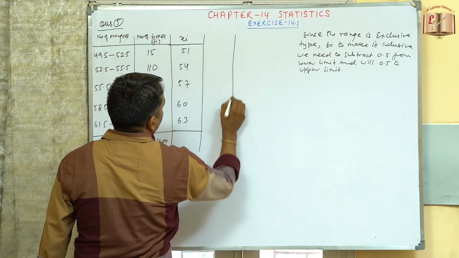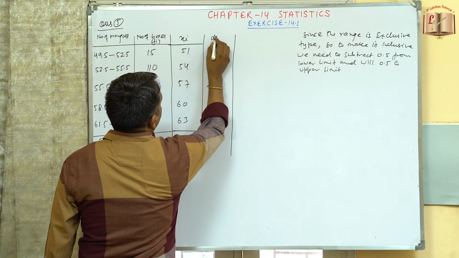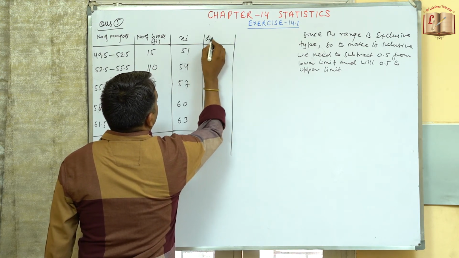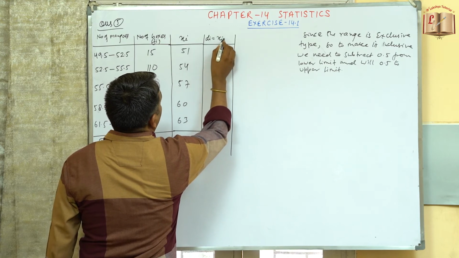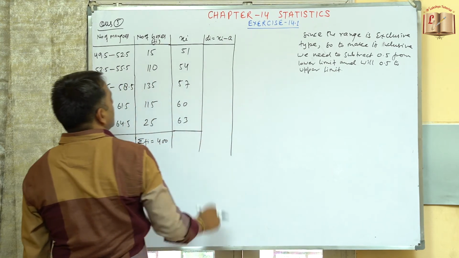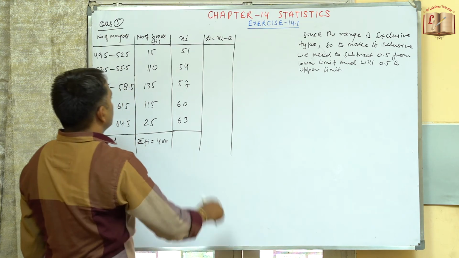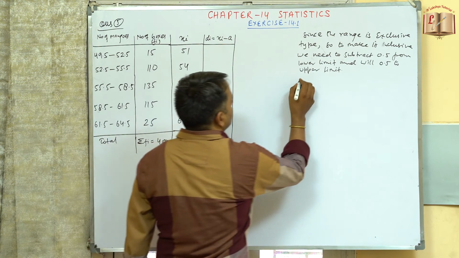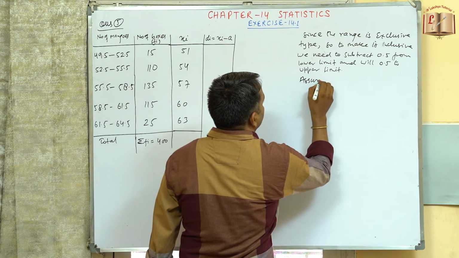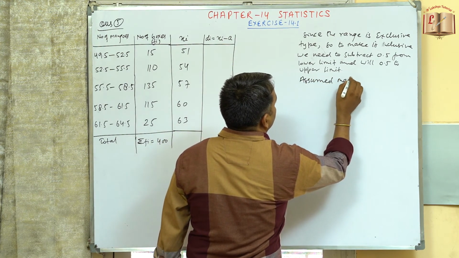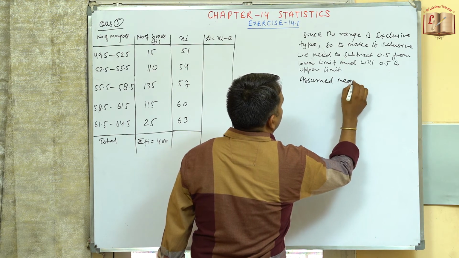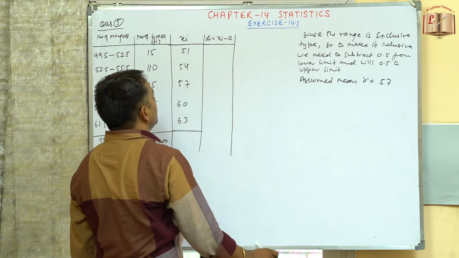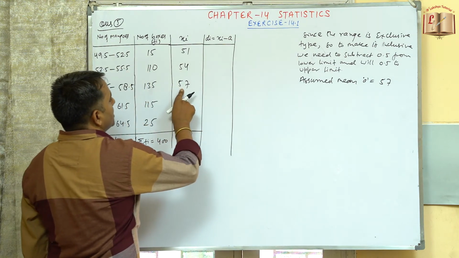Next, we calculate di. So di is equal to xi minus a, where a is the assumed mean. The assumed mean here is 57. So we can write the assumed mean A is 57. The mid value is the assumed mean, so this is 57.